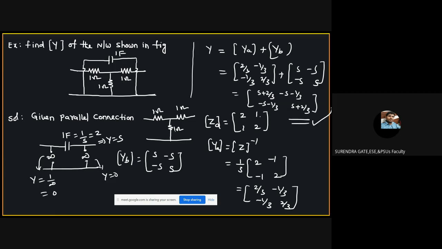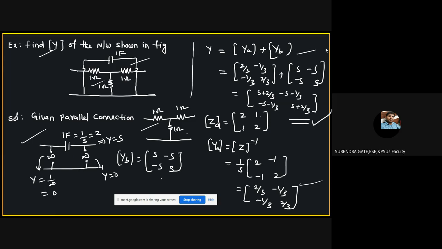Clear? Okay, like this we can calculate the Y parameters. Here two networks are given. This is one network and this is another network. These are in parallel connection. In a parallel connection, which parameters can we add directly? Y parameters, because this is also given as Y parameters itself. That's why the problem is very easy. For this case, finding the Z parameters is very easy, and I inverse that one to get the Y parameters. For this case, finding the Y parameters directly is very easy. Then Y equals YA plus YB. Clear? Yes, friends.